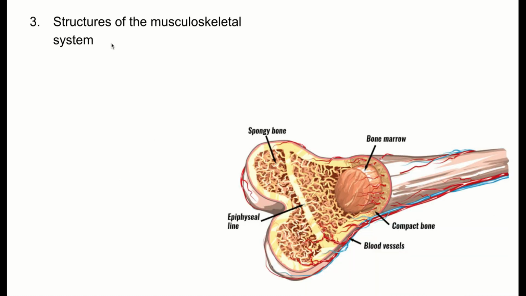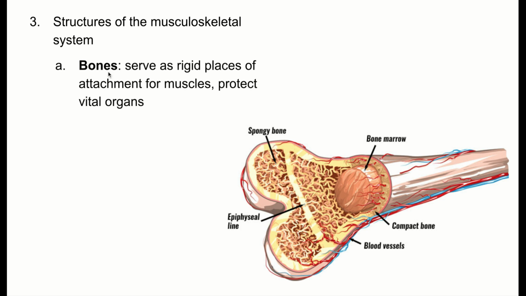Section 3, other structures of the musculoskeletal system. We did muscles. You know where we're going next. Detail A, bones. You're very familiar with what a bone is already, but let's get more precise in our details.